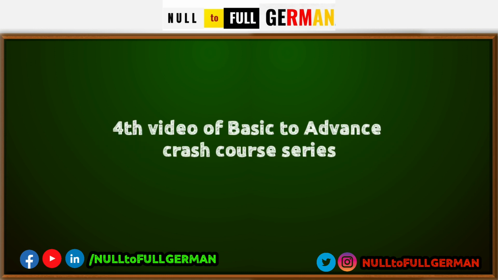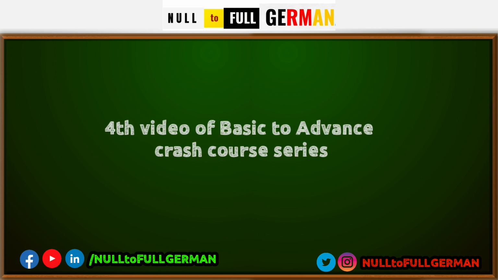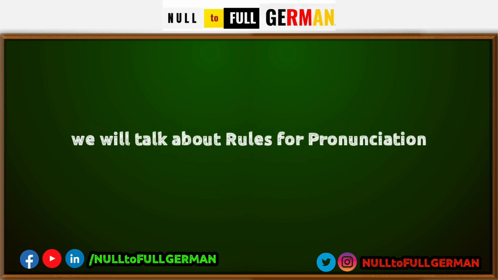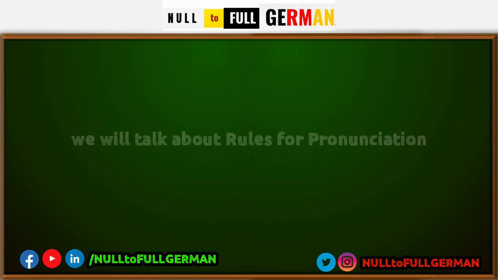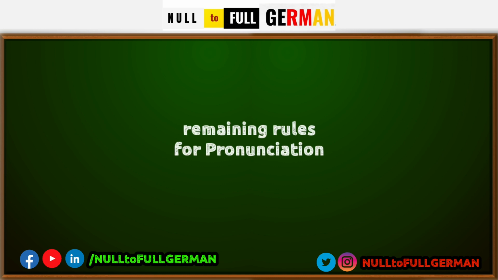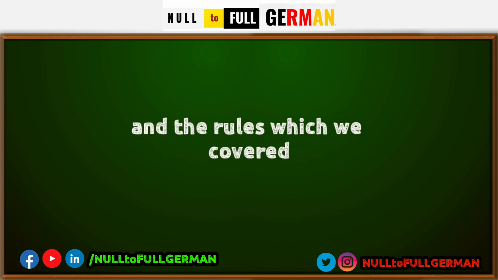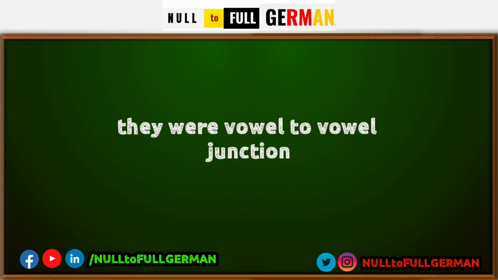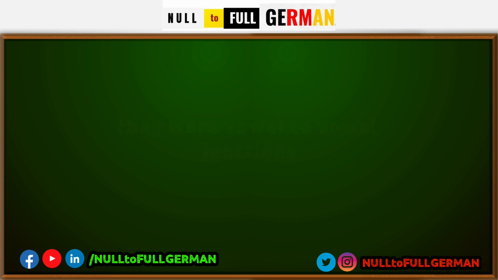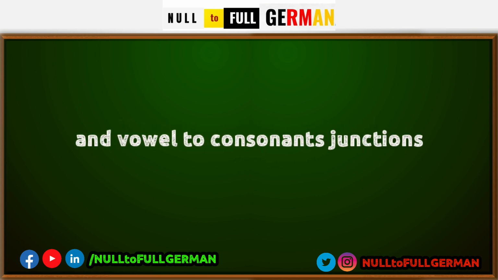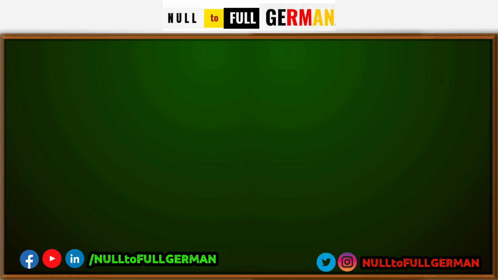This is our fourth video of the Basic to Advanced Crash Course series, and in this fourth lesson we will talk about rules for pronunciation. Of course, many of the rules for pronunciation we have already covered in the last three videos, and the rules we covered were vowel to vowel junctions and vowel to consonant junctions. So, without wasting time, here we go.